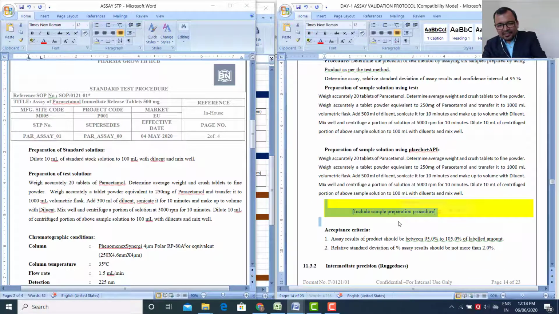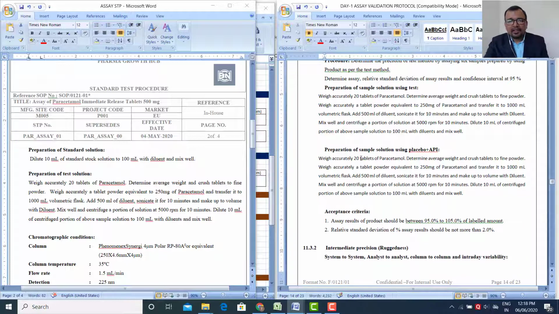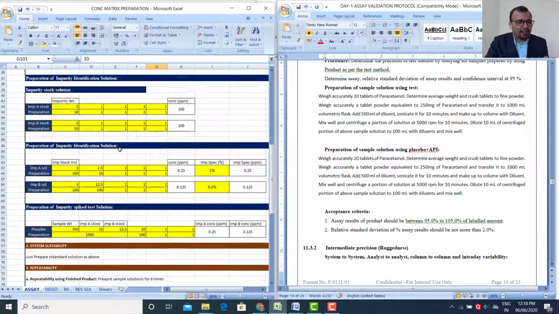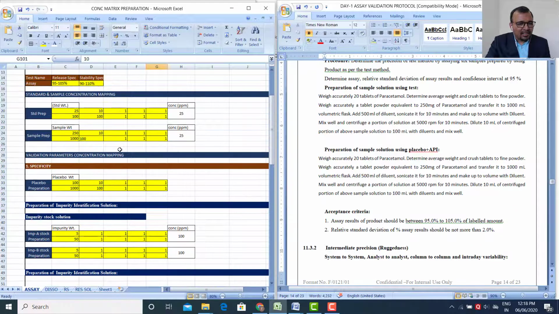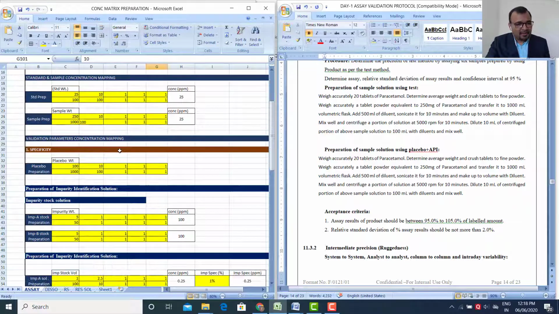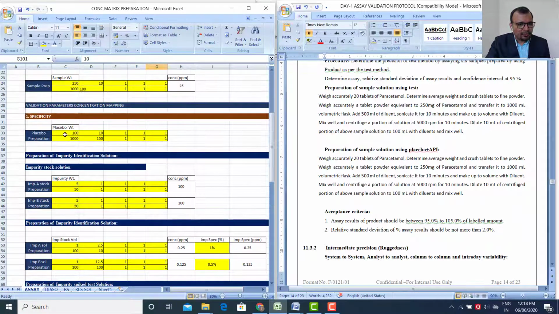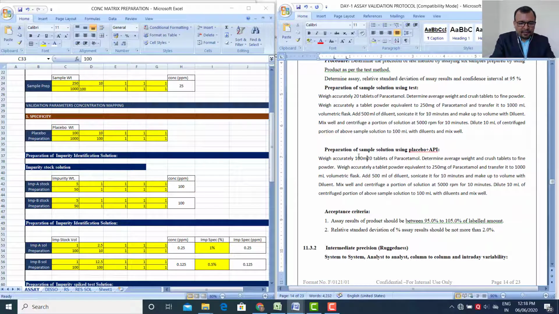I will delete this content. Now, weigh accurately 20 tablets, that is not required. You must understand how much placebo is required, and you need to go to the specificity section wherein we talked about the placebo weight, and it is 100 mg. So I will write it in such a way: weigh accurately 100 mg of placebo and add. Now how much mg of API is required?